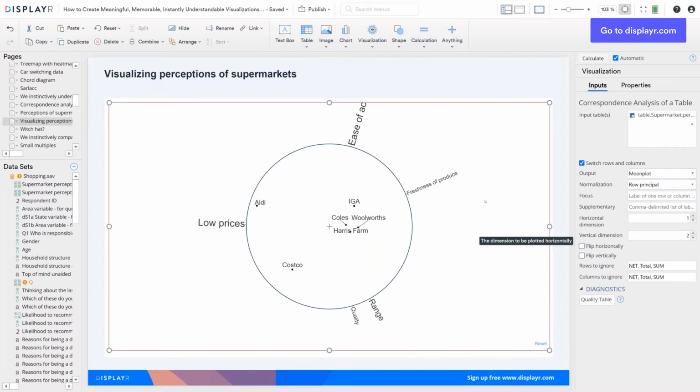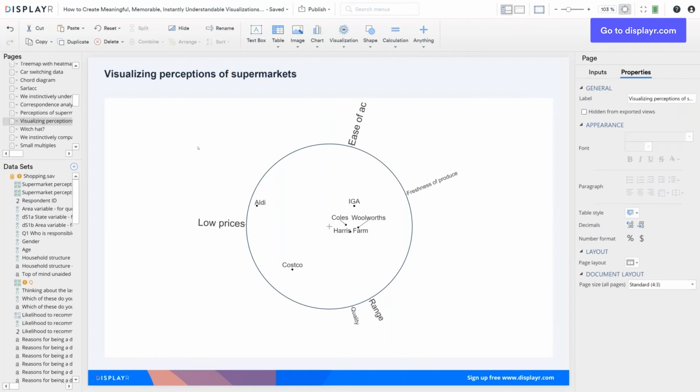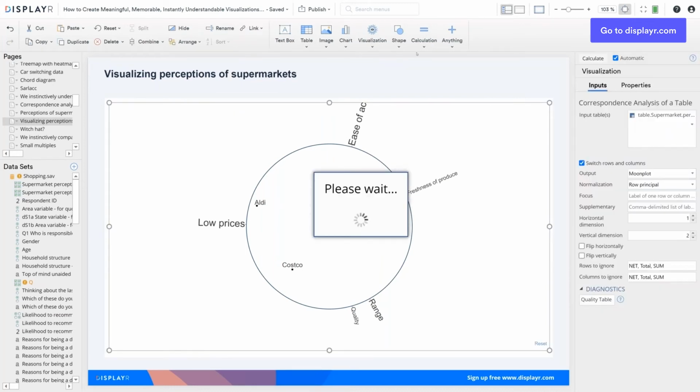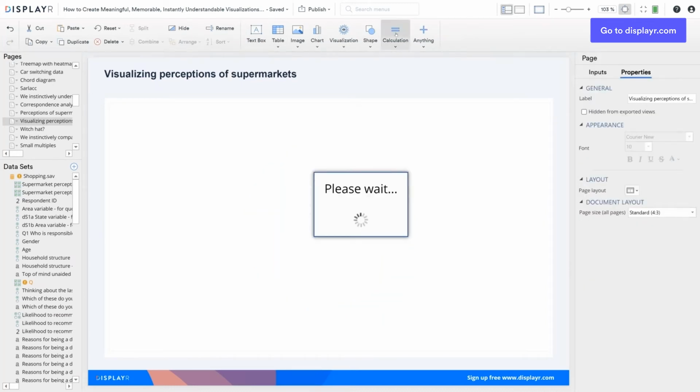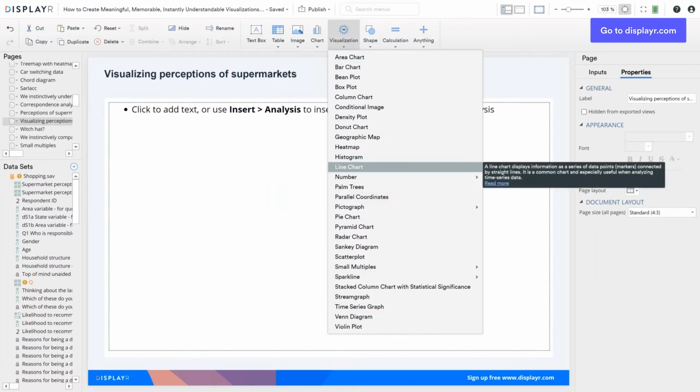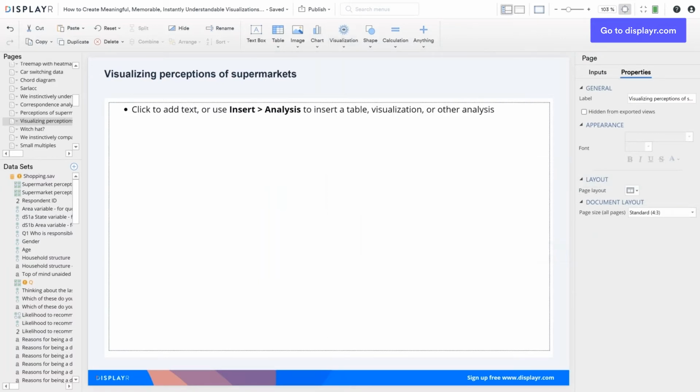So what's another type of visualization we could do for this data? Most market researchers with this type of data, their go-to visualization is to do a spider chart, a radar chart. And I heard another name for this the other day, I've forgotten it already. So let's do that and see what we get.